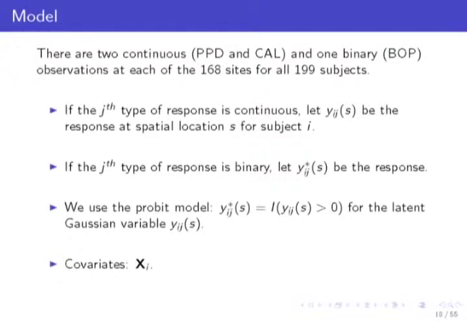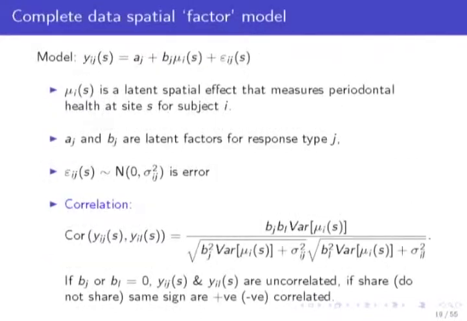The covariate space is X_i. This is the complete data spatial factor model. So you model Y_ijs as A_j plus B_j mu_is plus epsilon_ijs. So mu_is is the latent spatial effect that measures the health status at site s for subject i. A_j and B_j are the factor loadings in this factor model. A_j are the latent factors for the response type j, and epsilon_ijs is given a normal 0, sigma_ij squared error.